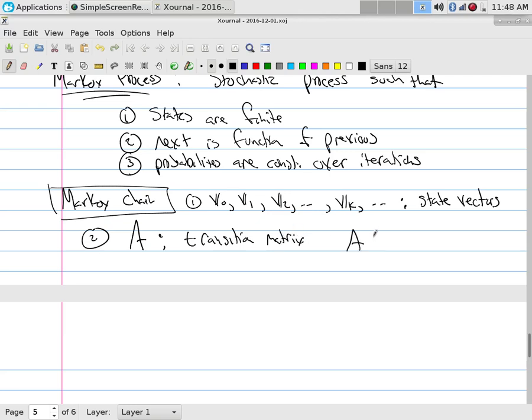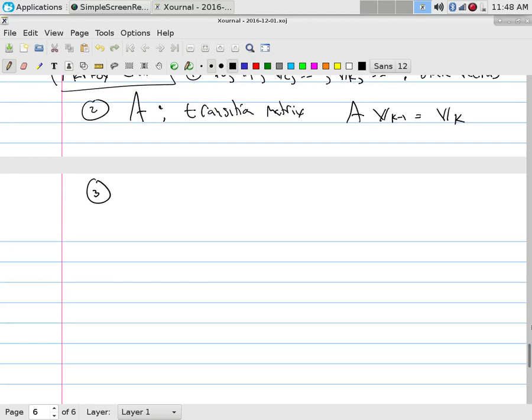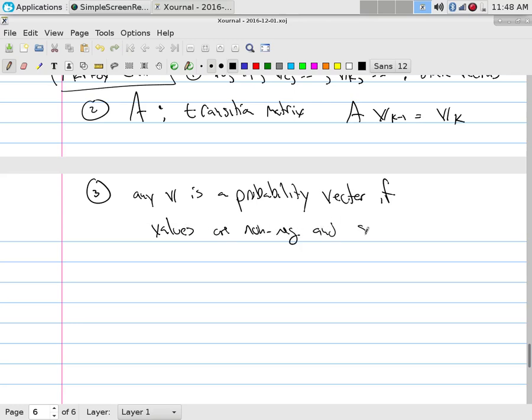And we're taking A times some sort of older vector, and that becomes the next vector. So A does the state moving. Three, how does this become a stochastic and a Markov process? We are going to say that any vector is a probability vector if its values are non-negative and sum to 1.